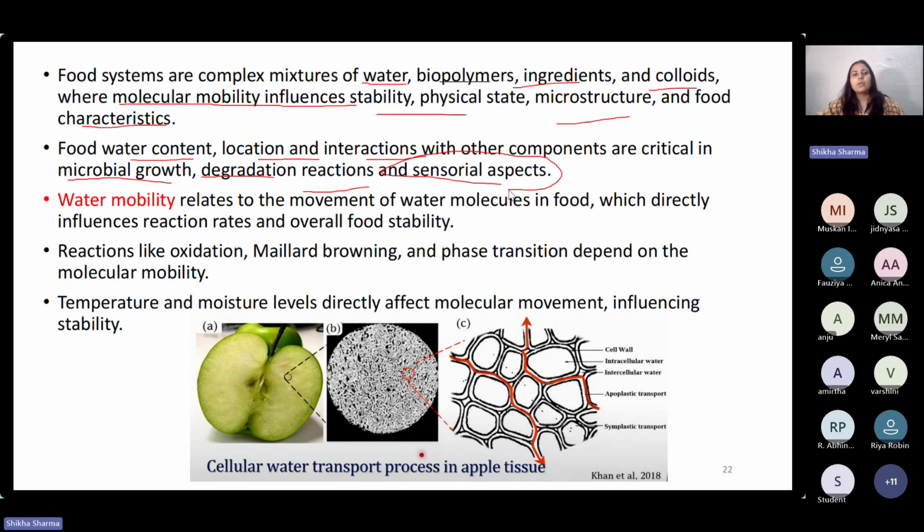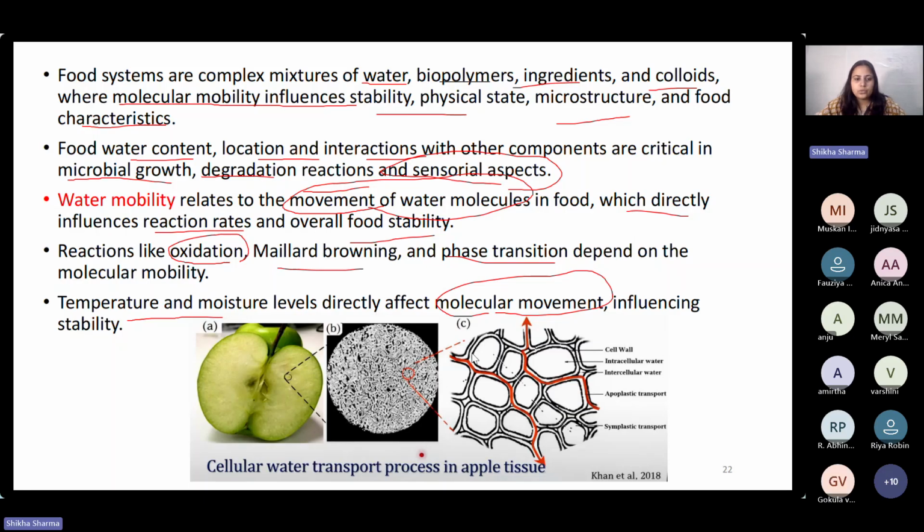So water mobility is related to the movement of the water molecule in the food product, which is going to affect the reaction rates and overall food stability. So oxidation reaction is there, Maillard browning is there, phase transition is there. They all depend on the molecular mobility. Temperature and moisture levels affect the molecular movement, influencing the stability.